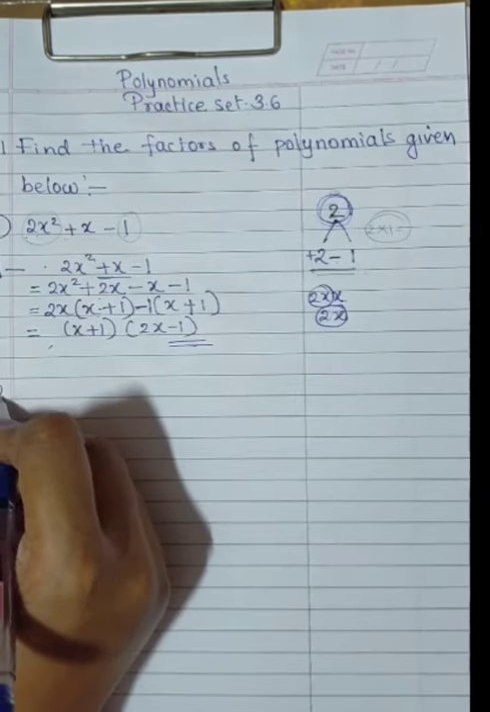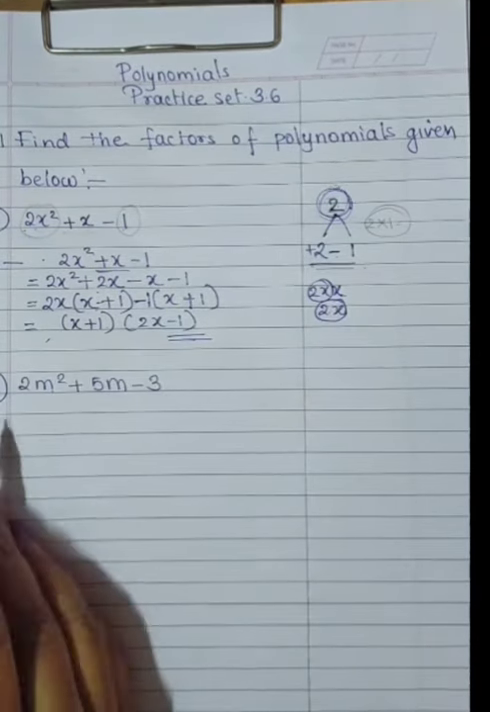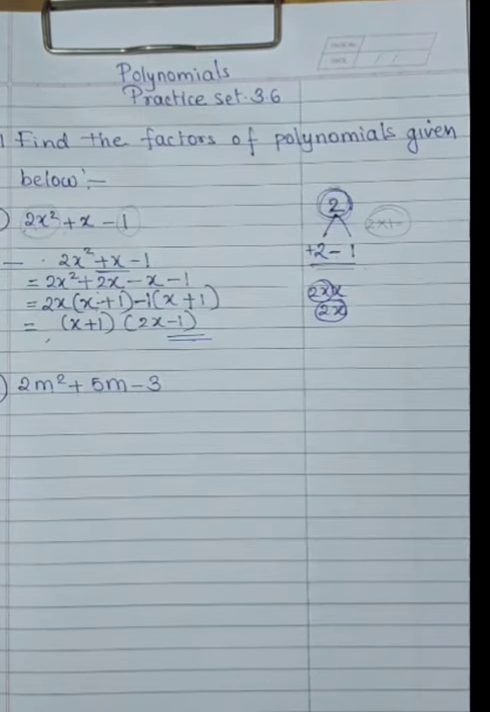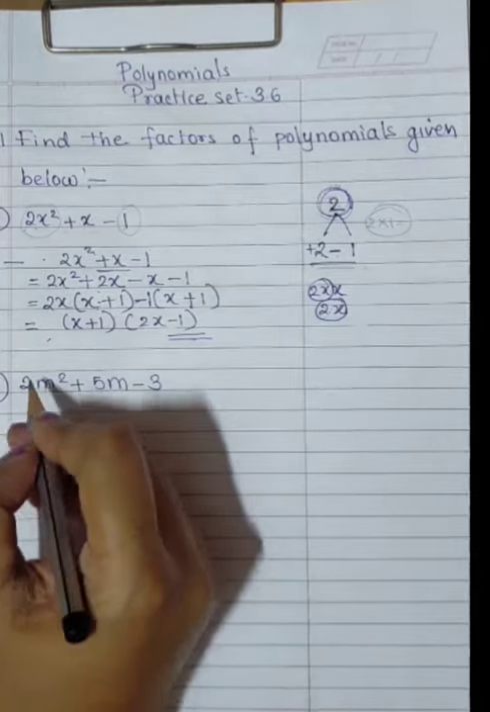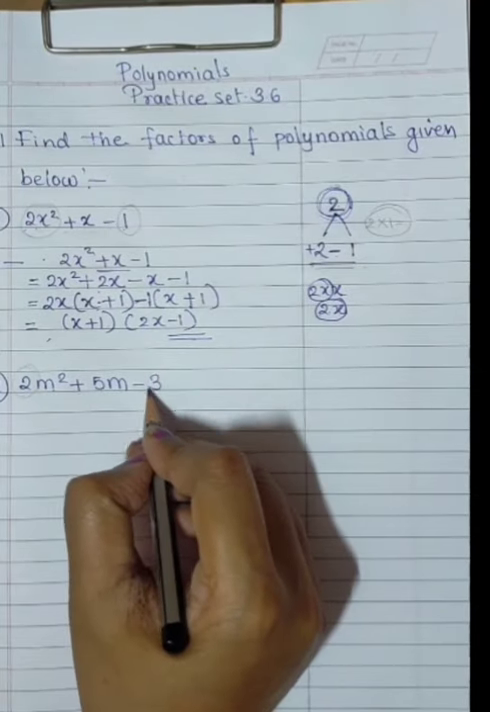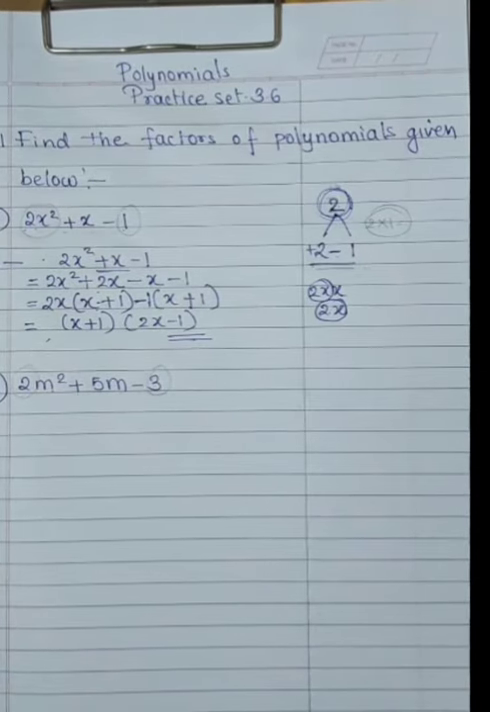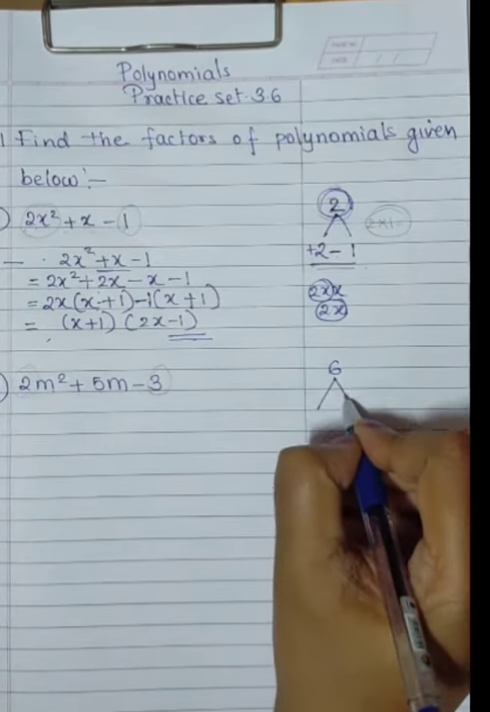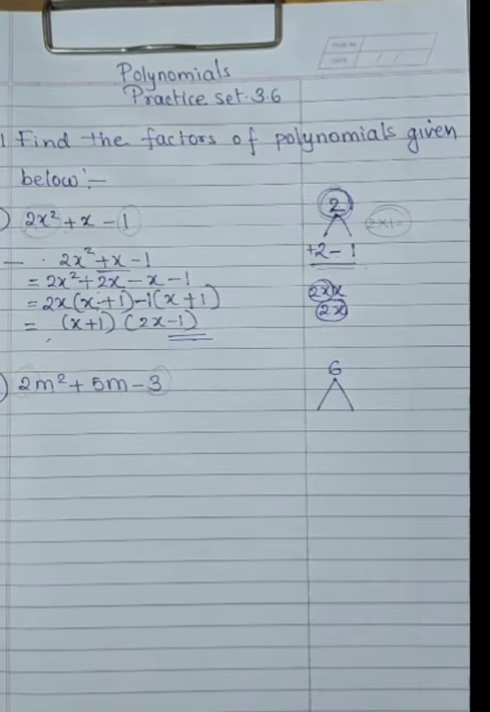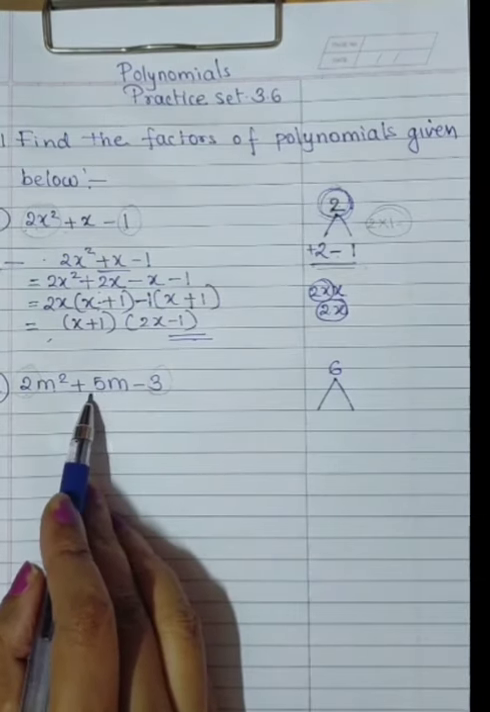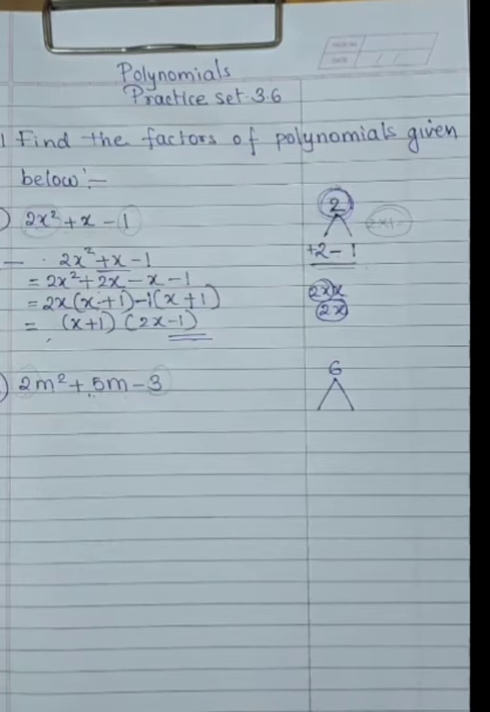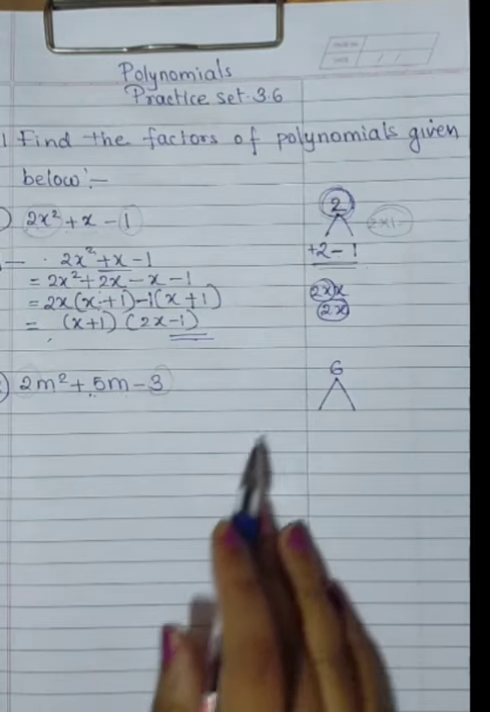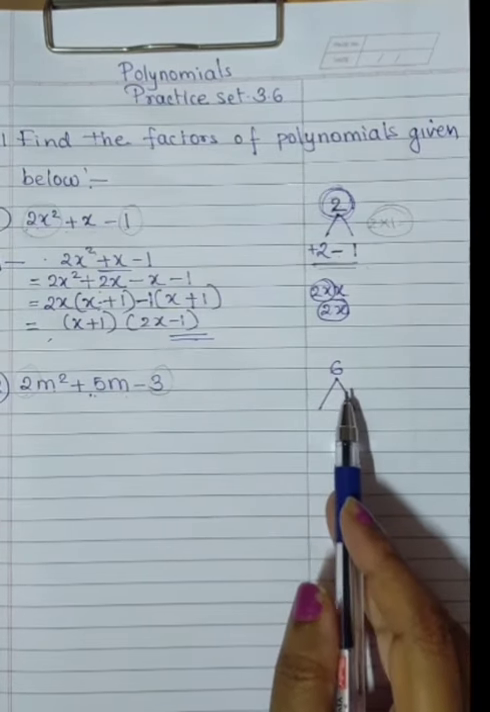Now we will move to the second one. Now the next question is what? 2m square plus 5m minus 3. Now here also we are going to multiply the first coefficient with the last one. So 2 3s are 6. Okay, 2 3s are 6 we got. Now again here the middle term is what? 5m it is.